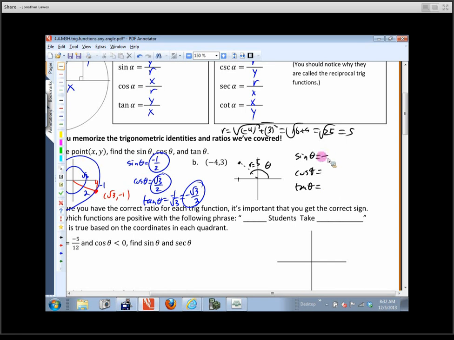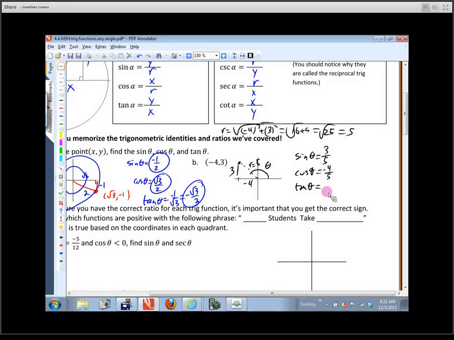So the sine is going to be the y-coordinate, which is 3, over the radius, which is 5. You write down the cosine ratio. Sven, what's the cosine ratio? It is very close to 4 over 5. What's not right about that? Okay, we went back 4 and up 3, so the x-coordinate is negative, so that should be -4 over 5.